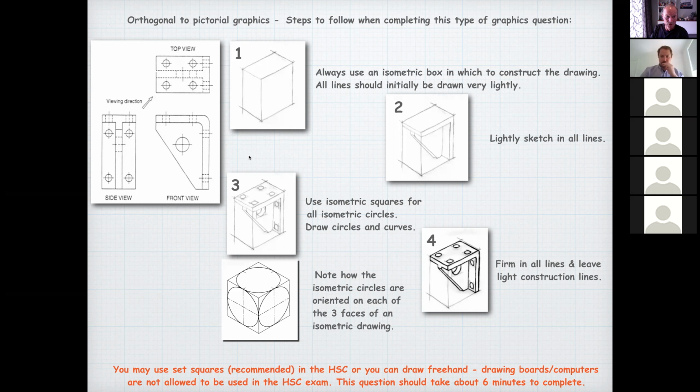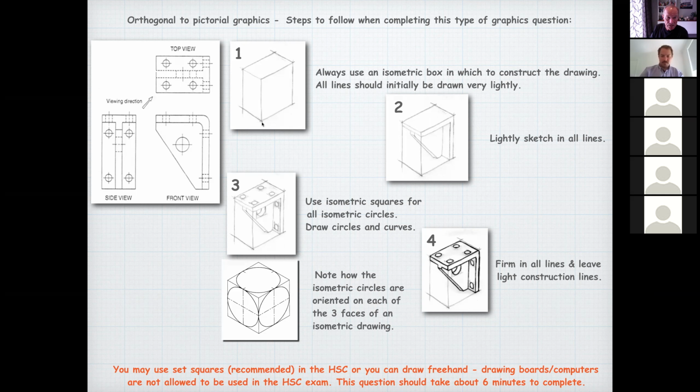The first thing, if you're transferring an orthogonal drawing to an isometric, I usually do this in term 1 with my year 11s, and then in term 2, I convert a pictorial to an orthogonal. In term 3, I actually sit down and show them how to do it in 6 minutes. This is the way that I do it.